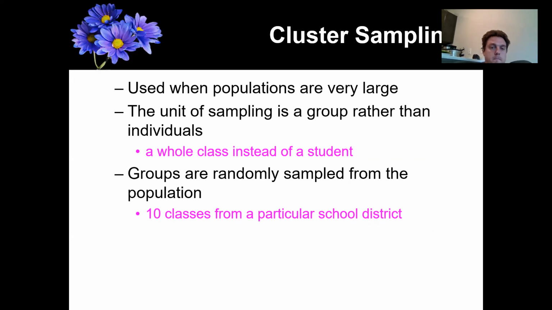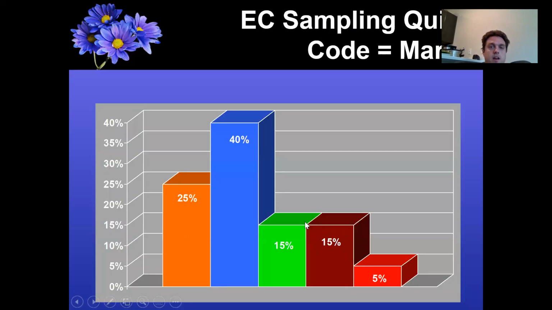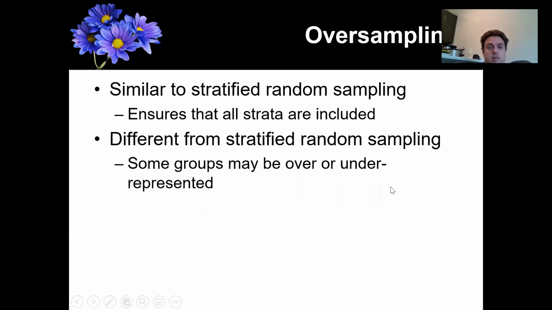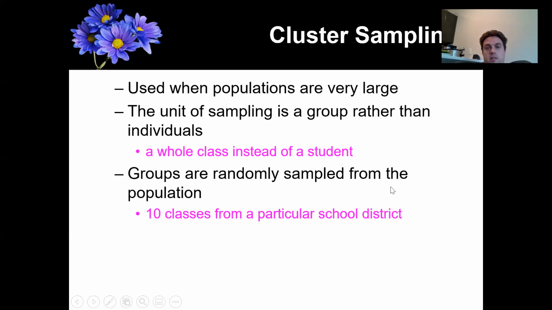Okay. But the bottom line is that the unit of sampling is going to be groups. So you're randomly selecting groups rather than randomly selecting individuals. And a lot of these methods cross with each other. You could use cluster sampling in combination with other methods like oversampling, stratified sampling, or random sampling.